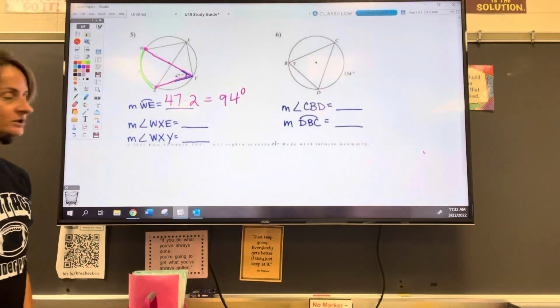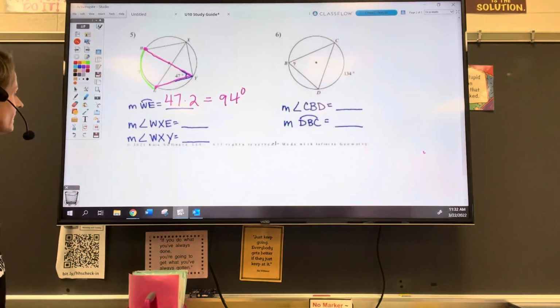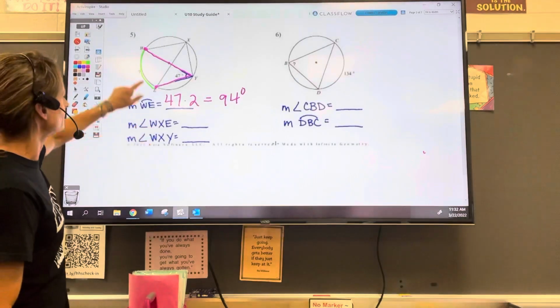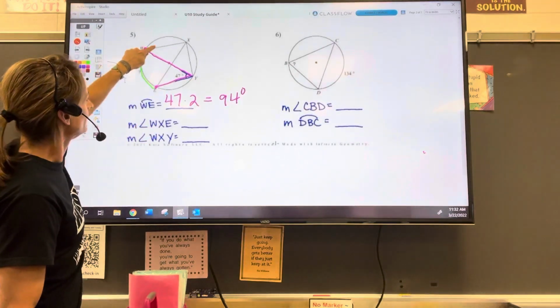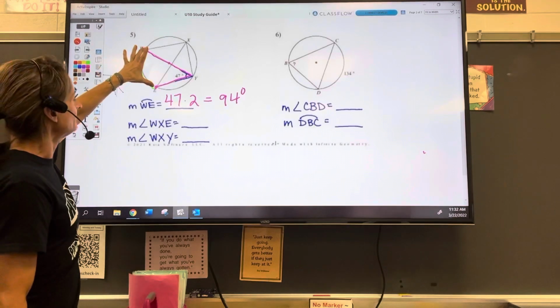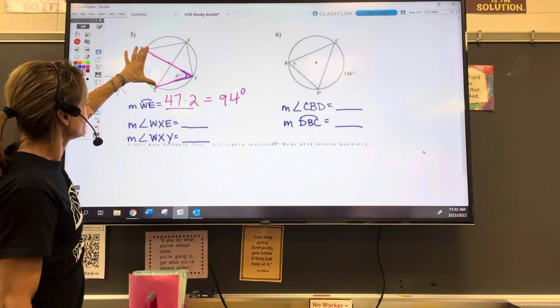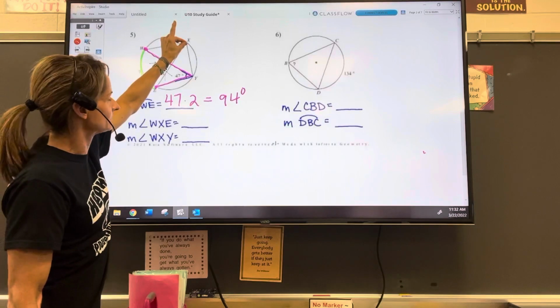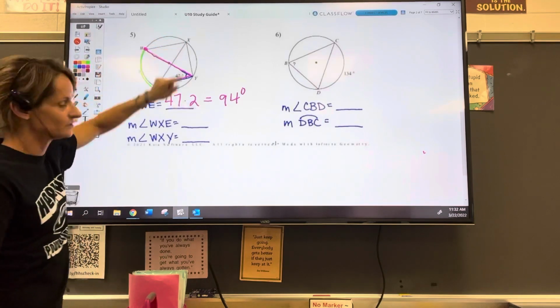Okay, moving on. Stop me if you've got a question. Is there a hand up? No. Okay. The measure of angle WXE. Notice the endpoints are still in the same place, and X is the vertex. It's just still on the other side of the circle. So this angle is also 47 degrees.